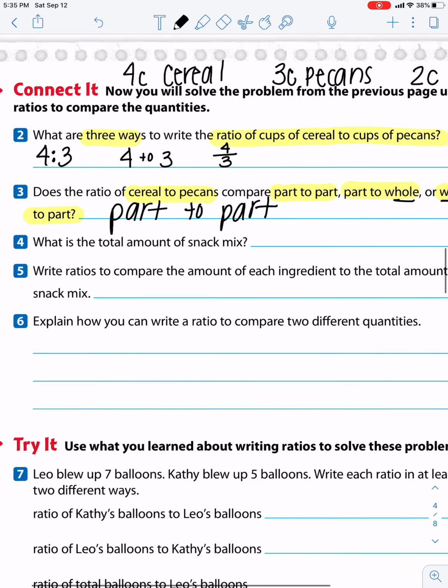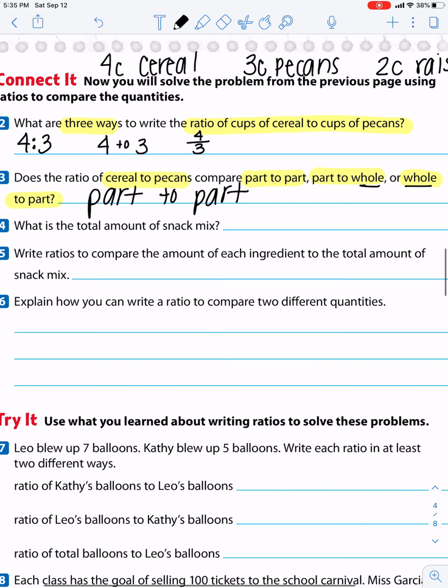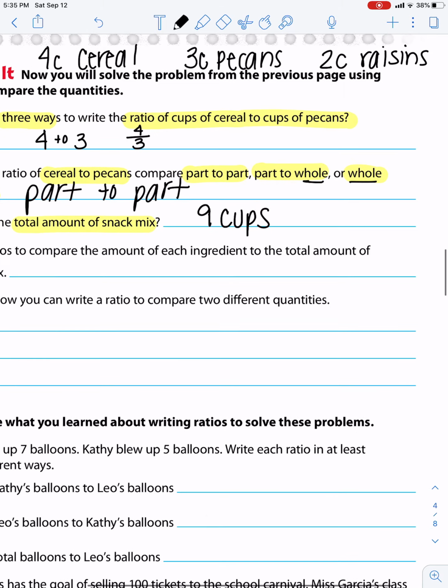What is the total amount of snack mix? We have 4 cups of cereal, 3 cups of pecans, 2 cups of raisins. And we already said that that was 9 cups total. 9 cups of snack mix.